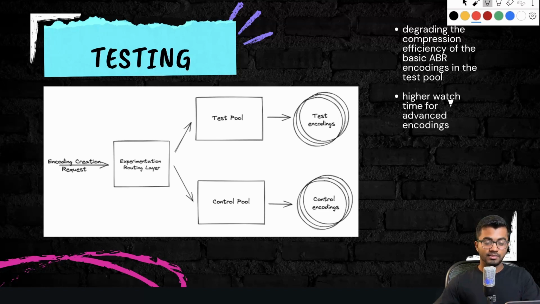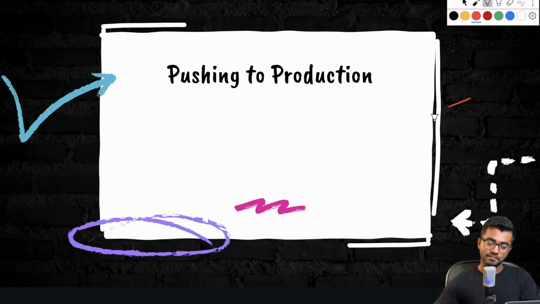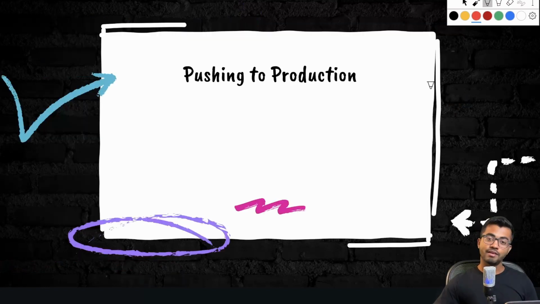But the major thing was the higher watch time for advanced encodings, because now that they have more compute resources, they can use this to increase the presence of more advanced encodings, and that would lead to more watch time for those, right? Awesome. So now they have tested and validated their thesis that this is working. So now they need to push to production.